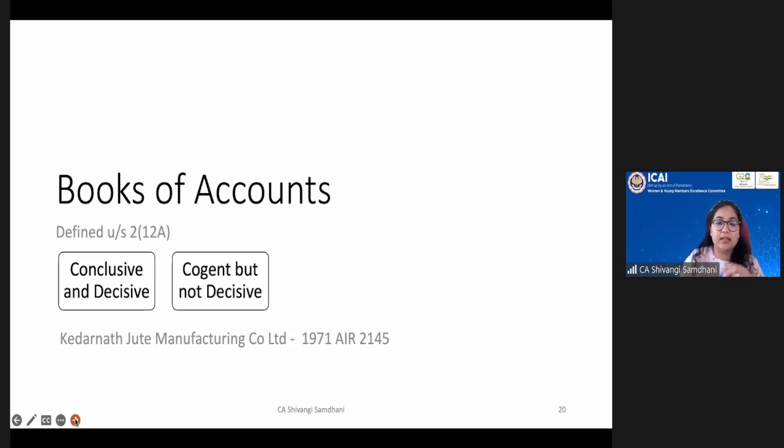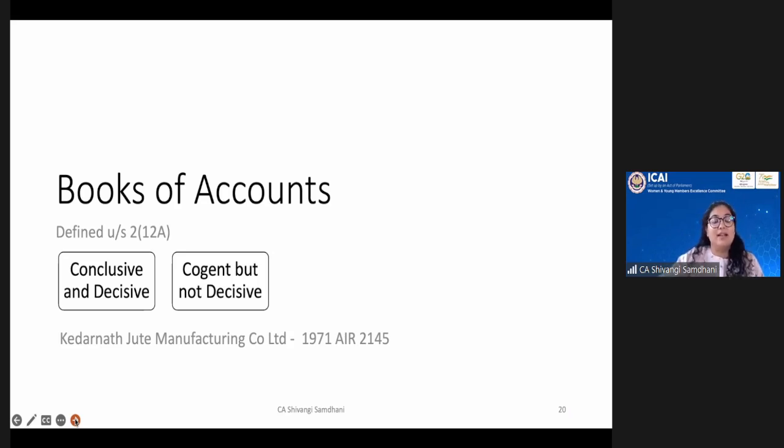Whether maintained physically or maintained as printout of electromagnetic storage devices. And now from Finance Act 2022, we also know that books can be maintained digitally. So basically, the ledger accounts, the financial accounts, what we make, are the books of accounts which are mentioned under income tax also.